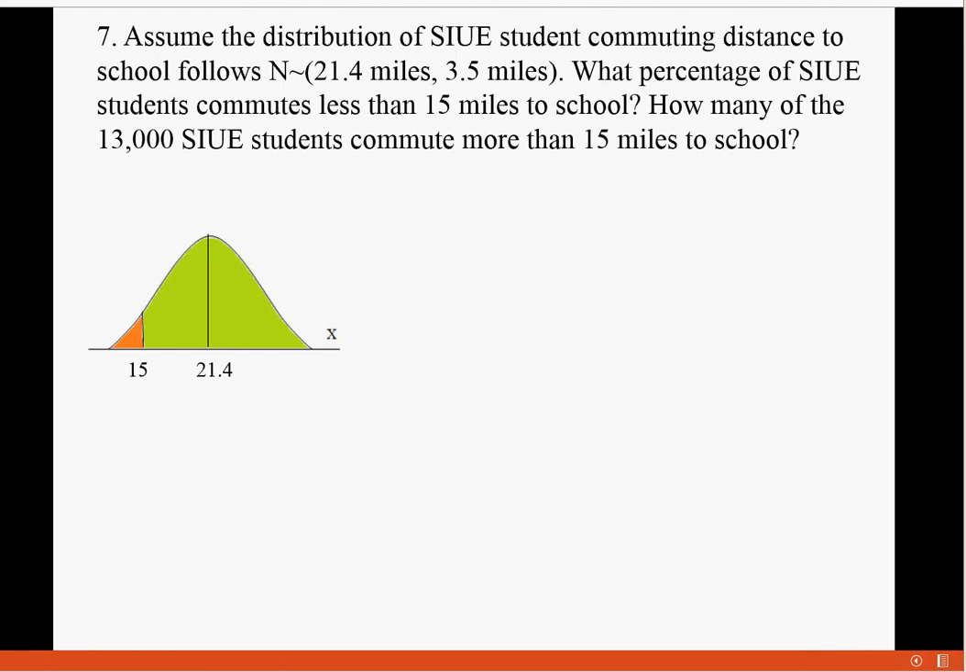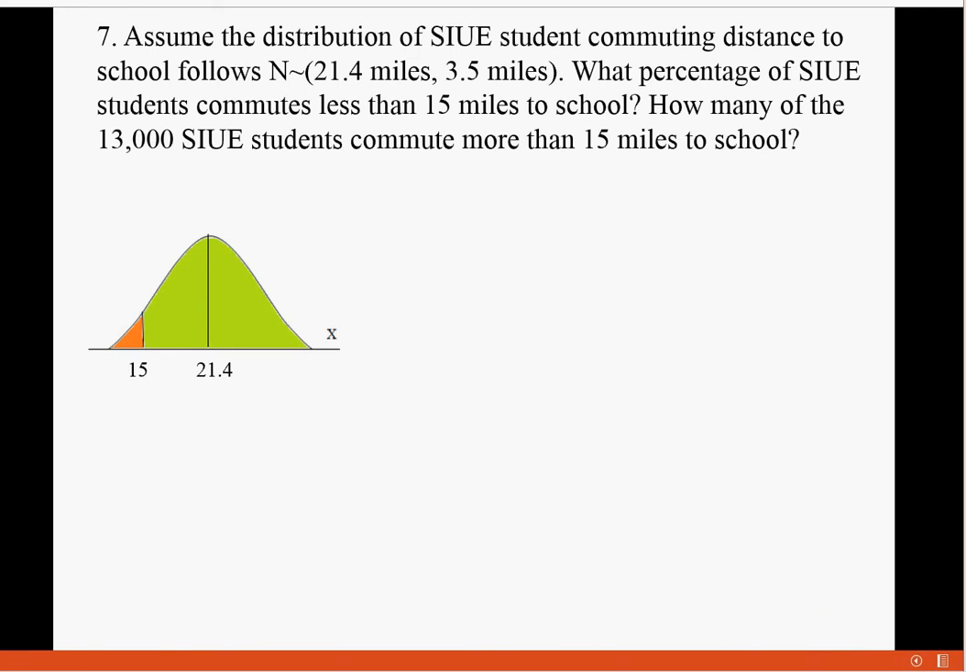Now, question number 7. Assume the distribution of SIUE student commuting distance to school follows a normal distribution, with a mean of 21.4 and standard deviation of 3.5. What percentage of SIUE students commute less than 15 miles to school? Second question, how many of the 13,000 SIUE students commute more than 15 miles to school?